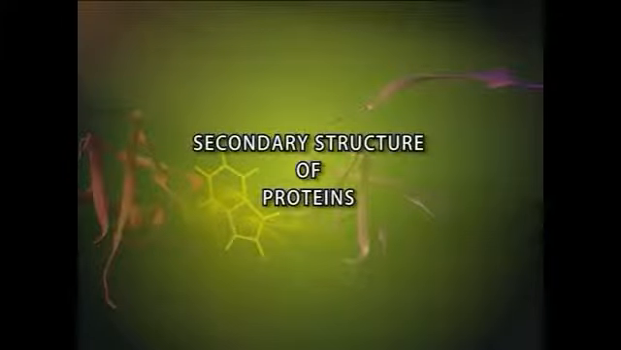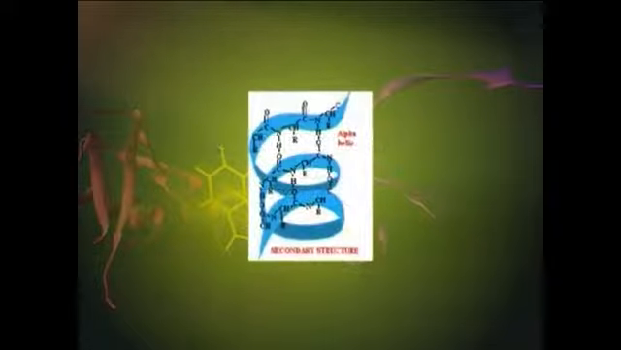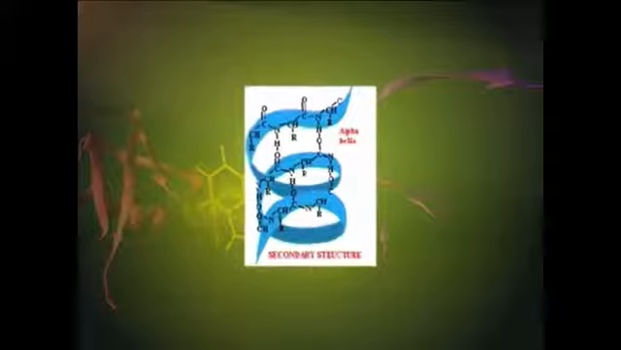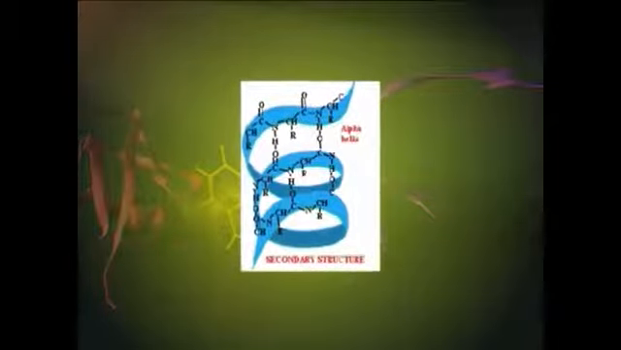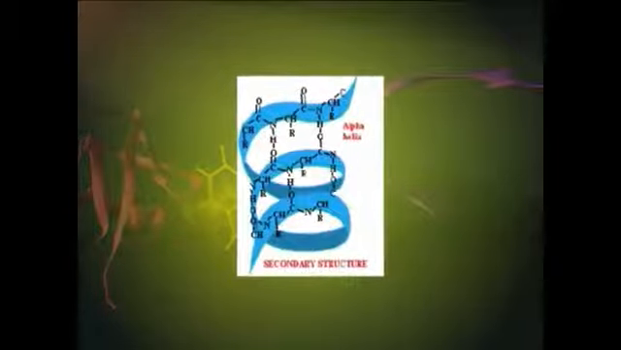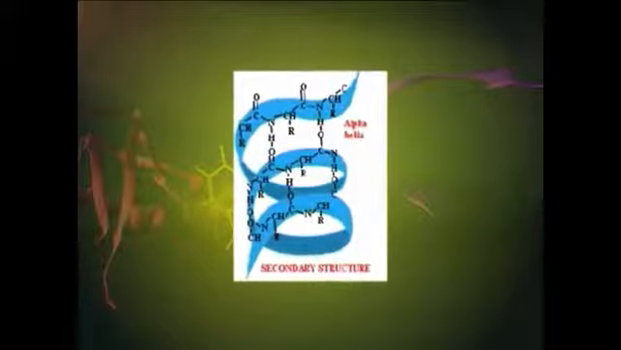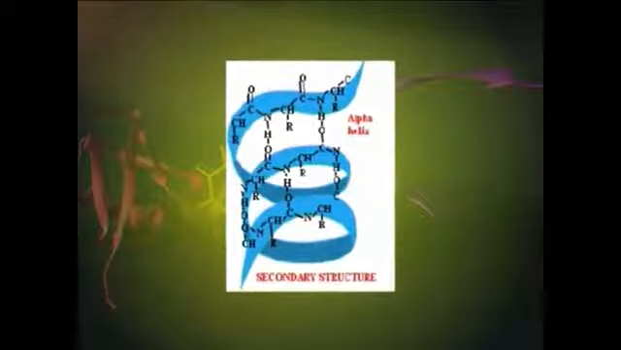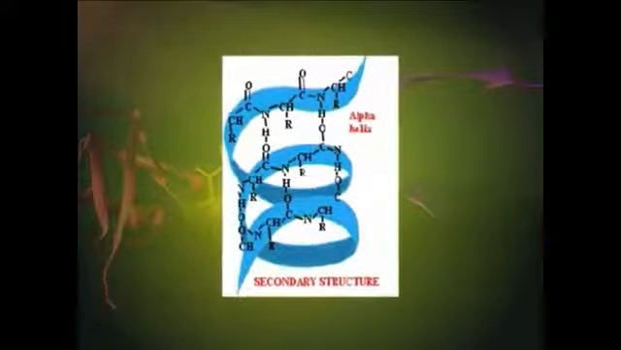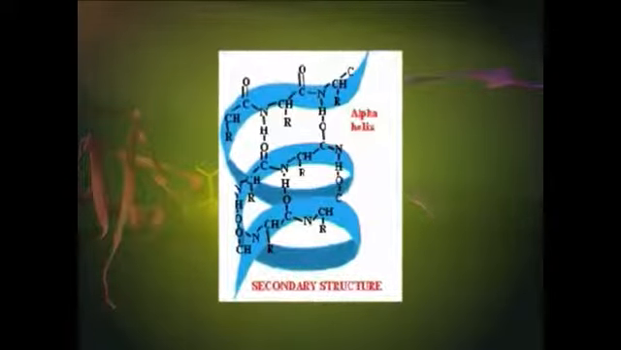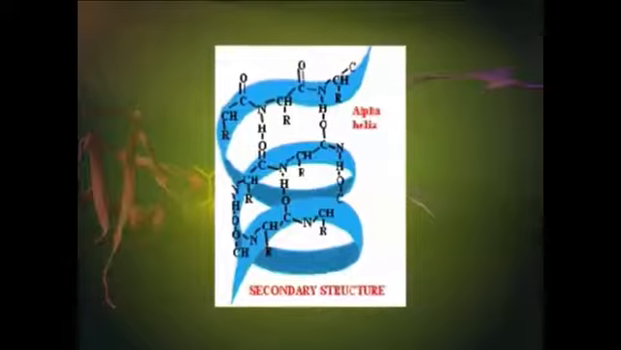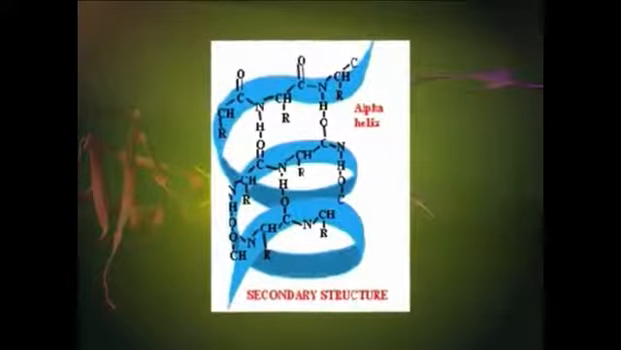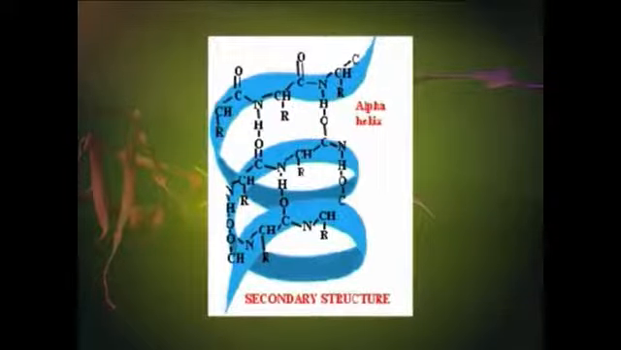Now, the secondary structure of proteins. The secondary structure of protein, or the second level of protein structure, deals with the common regular folding patterns of a polypeptide or protein. These structures mainly arise from hydrogen bonding between the electronegative oxygen atom of one peptide bond and the amide nitrogen of another peptide bond, either in the same or a different polypeptide chain.